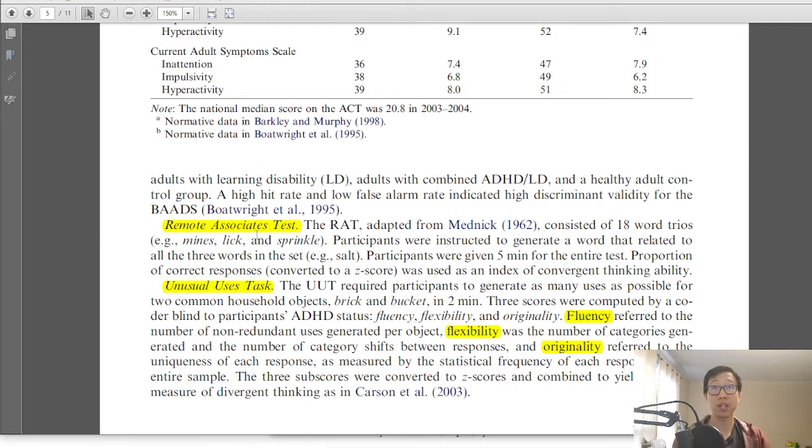And the remote associates test, we just discussed that with the example of mines, lick, sprinkle. You're given three words, and the participants are thrown a bunch of sets of words, and they're asked to create the fourth word associated with these three for 5 minutes. Okay, and then the proportion of correct responses. It's pretty easy to determine what's correct and not. There's a way to quantify that, and that's used as an index of convergent thinking.